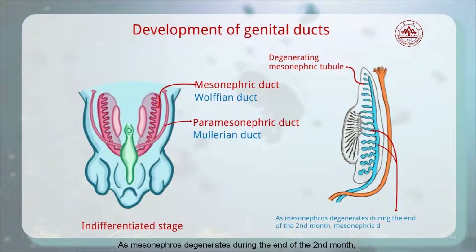As the mesonephros degenerates at the end of the second month, the mesonephric ducts and part of the mesonephric tubules are retained, participating in the formation of the male genital ducts.